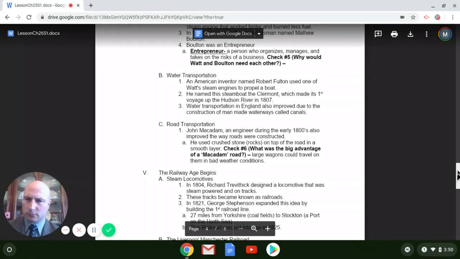Now, when you take a look at capital letter B, water transportation, here comes an American inventor named Robert Fulton.